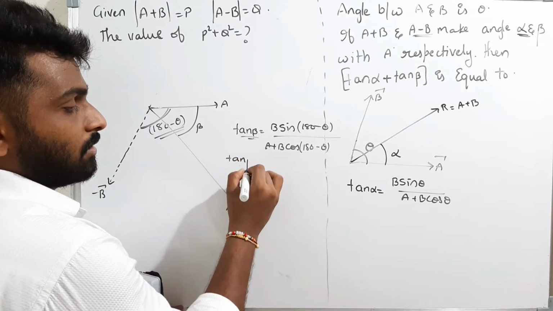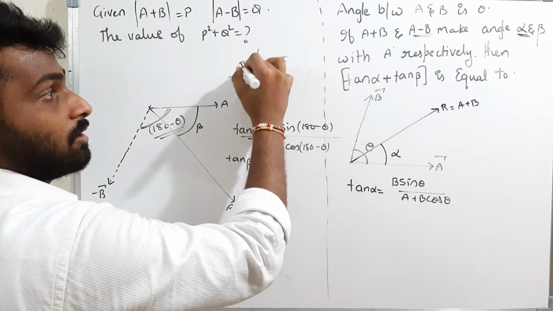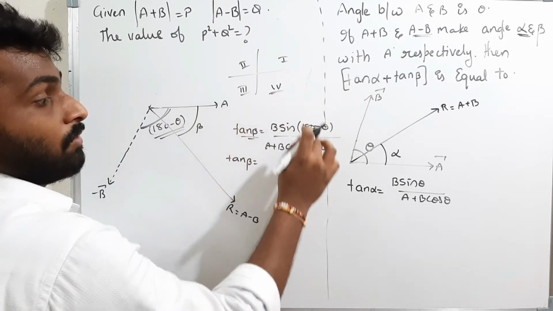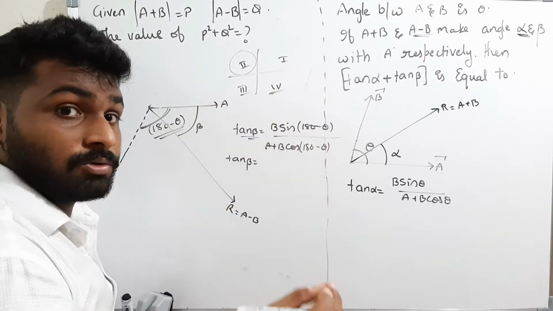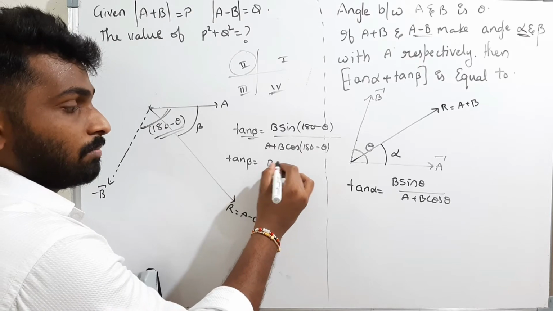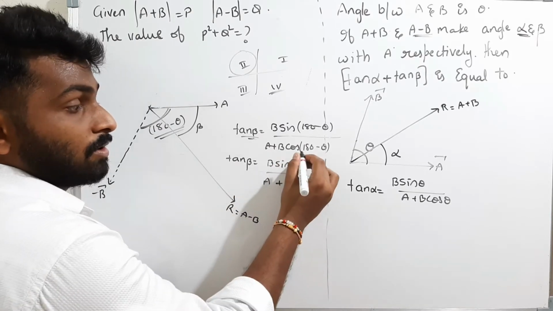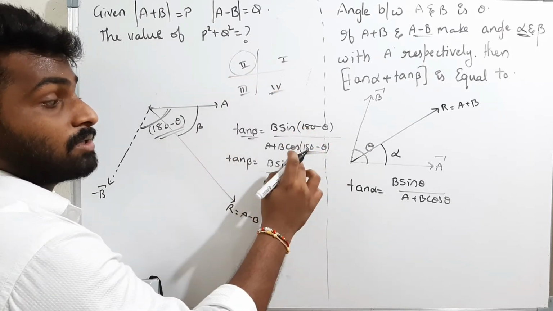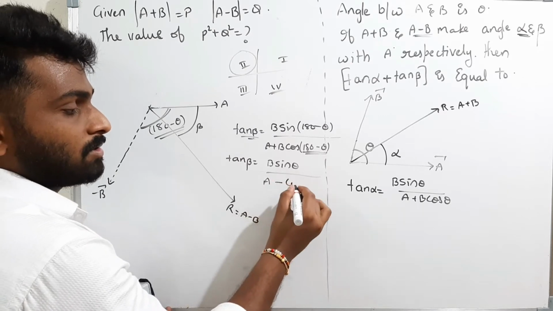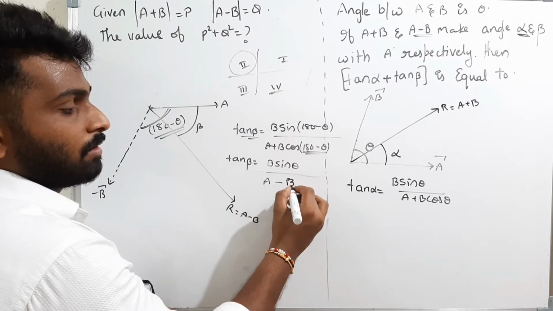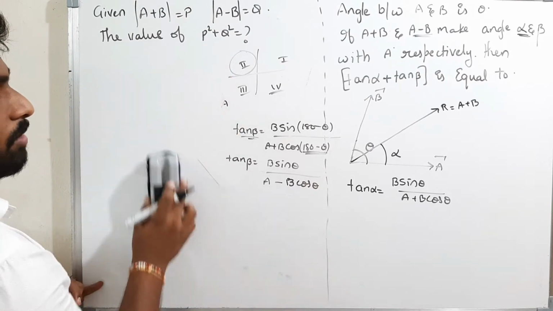Tan beta is nothing but sin of 180 minus theta. This is first quadrant, second quadrant, third and fourth. 180 minus theta means second quadrant. Is the sin value in the second quadrant positive or negative? Sin value is positive. Therefore, B sin theta by A plus B cos of 180 minus theta. Cos in the second quadrant is negative, therefore minus B cos theta. That's all. Now from here you can solve on your own.